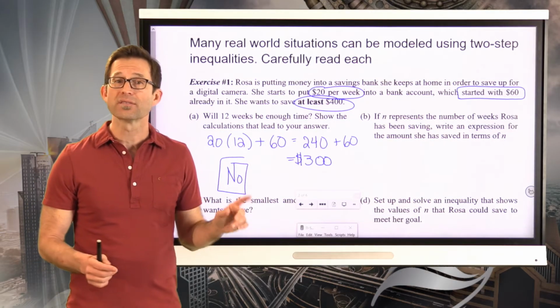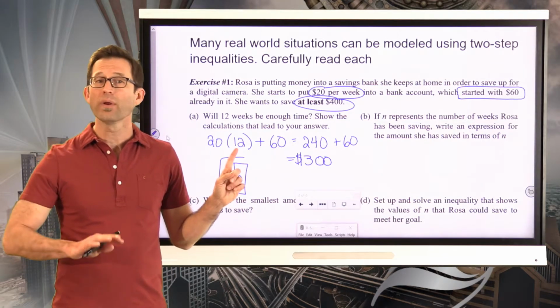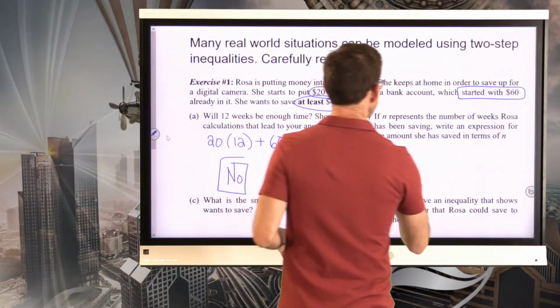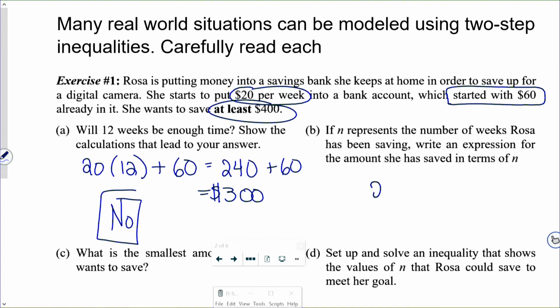So, right, instead of having n equals 12, we just want to leave the n all by itself. So the expression that's going to calculate how much she saved is 20 times the number of weeks, because she's saving $20 per week, plus that $60 she started with.